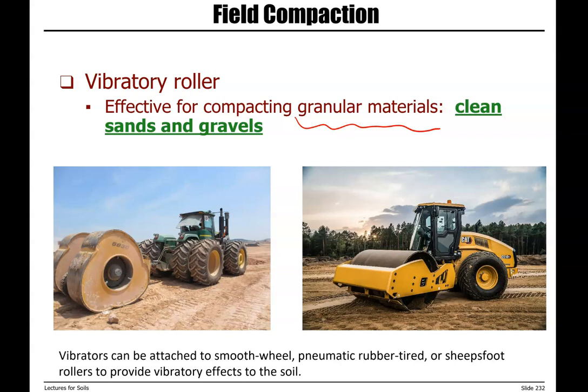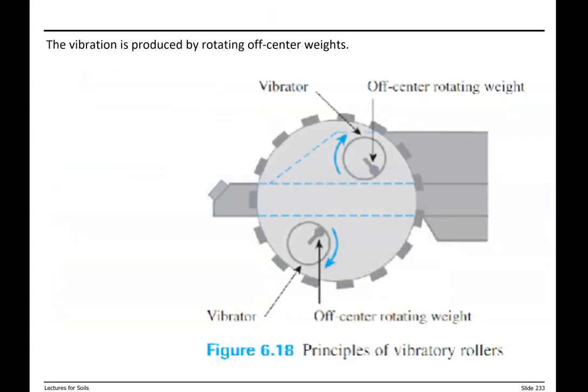It can also be attached to the previous rollers that we mentioned, so we can have a combination of vibratory rollers and pneumatic rubber tired, sheep's foot, or even smooth wheel rollers. It can be more efficient. This slide shows the principles of vibratory rollers. They usually use off-center rotating weights, and that will cause the vibration.